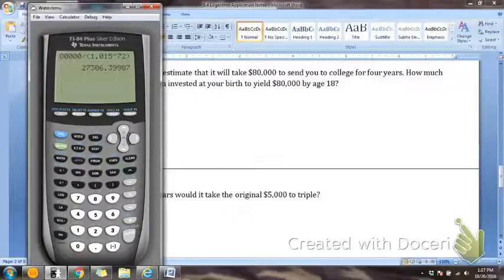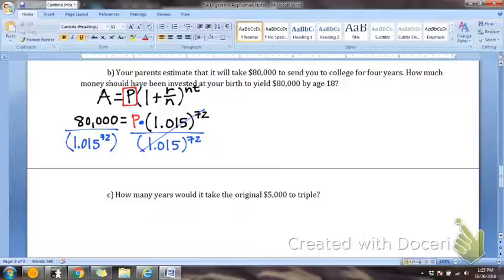bank account. My parents didn't either. I have 3 sisters, and we all went to private college. We did not have this money laying around. Okay, so $27,386.40 should have been invested at birth. That's what we need to write.